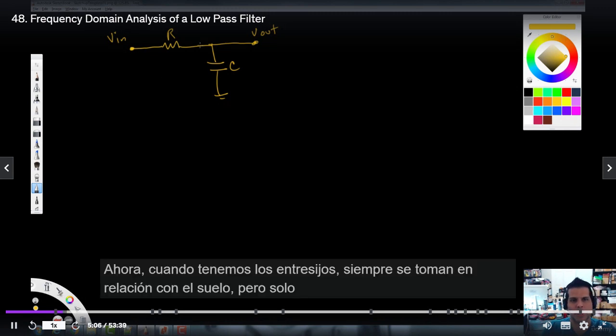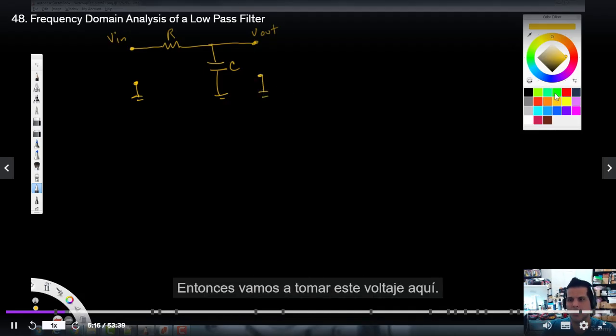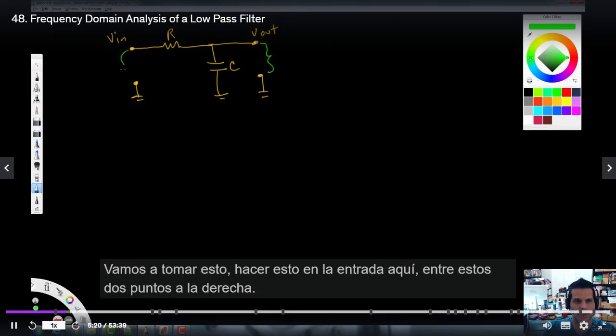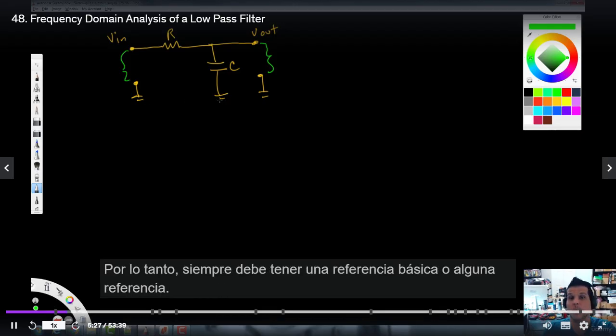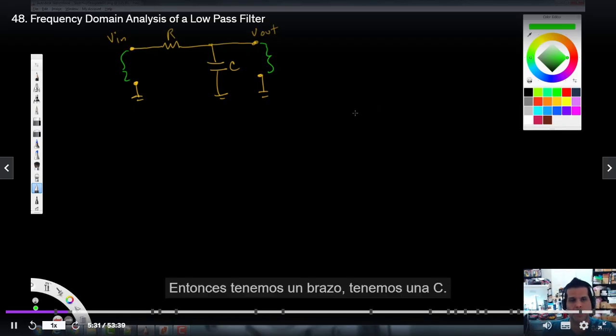Now, whenever we have V ins and V outs, they're always taken relative to ground, but just to make that a little bit more clear, we're going to put a ground here, and we'll put a ground here, just so there's no confusion. So we're going to take this voltage V out here, and this input here, V in, between these 2 points. So it's always got to have a ground reference or some reference. Okay, so we've got an R and we've got a C.